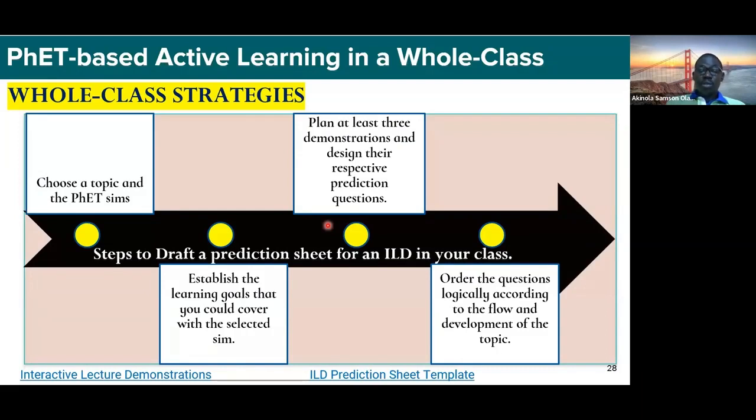The first one is, as we have said earlier, to choose a topic and a suitable PhET simulation, then establish a learning goal that you could cover with the selected sim. Plan at least 3 demonstrations and design their respective prediction questions. And lastly, order the questions logically according to the flow and development of the topic.